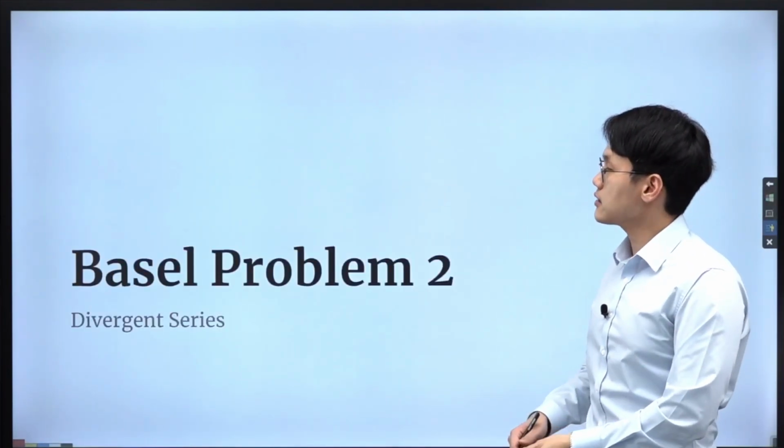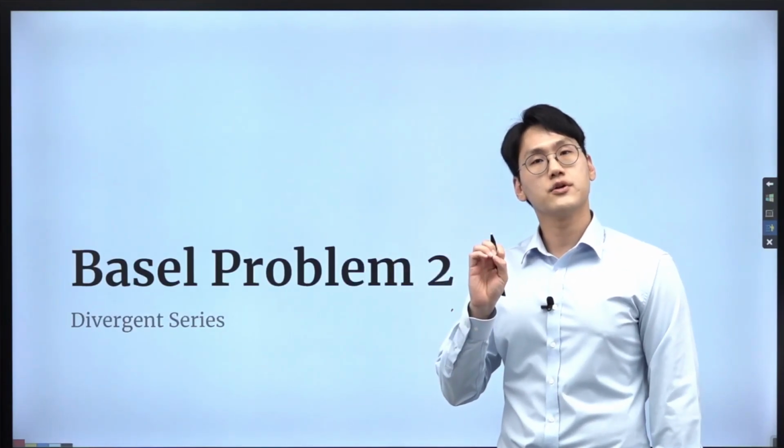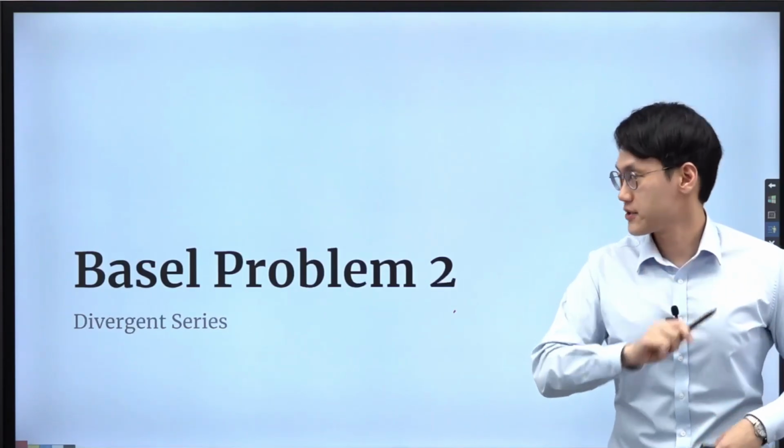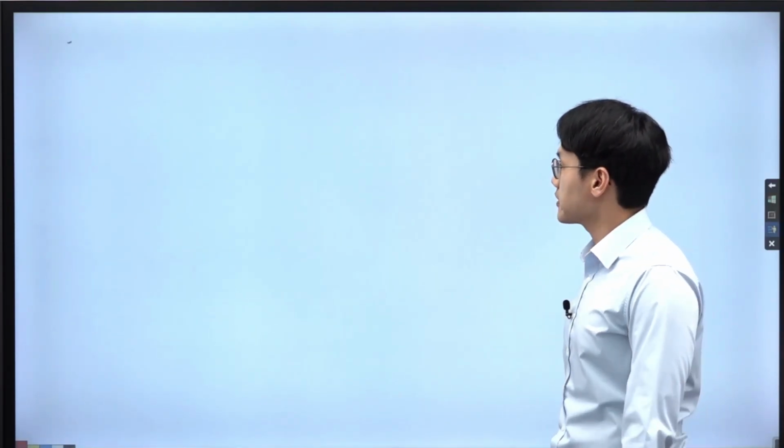Let's now have a look at the second approach to the Basel problem, again using complex numbers, but now I'm going to use something called the divergence series. All right, the second approach, Basel problem number 2, using the divergence series. What does that mean? Okay, let's take a look.